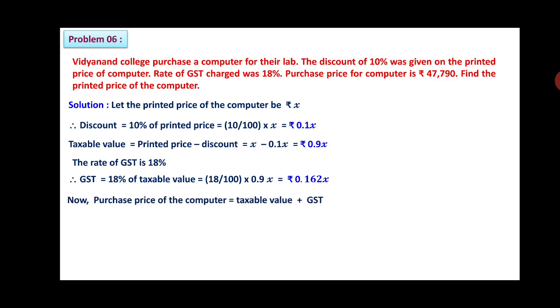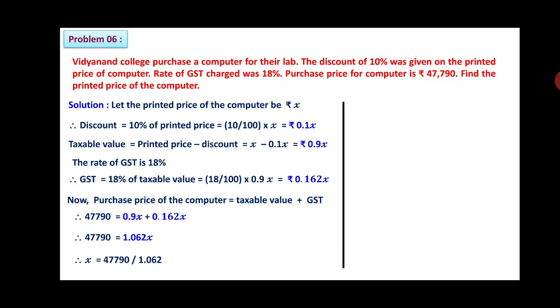Now, purchase price of the computer is equal to taxable value plus GST, and the purchase price given is 47,790. Taxable value is 0.9X just calculated, plus GST, that is 0.162X. So here 47,790 is equal to 1.062X. Therefore, X is equal to 47790 upon 1.062.